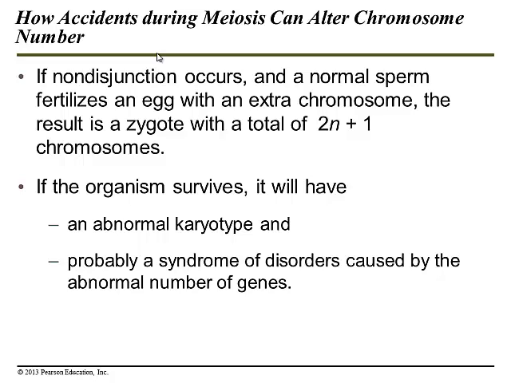So non-disjunction occurs and a normal sperm fertilizes an oocyte, or an egg, with an extra chromosome. Now we have 2n plus what? We got extra stuff. You think extra stuff would be good, but it's not. If the organism survives, if it lives through whatever this non-disjunction is, we'll see an abnormal karyotype. Some disorder or syndrome might be caused by the abnormal number of genes.